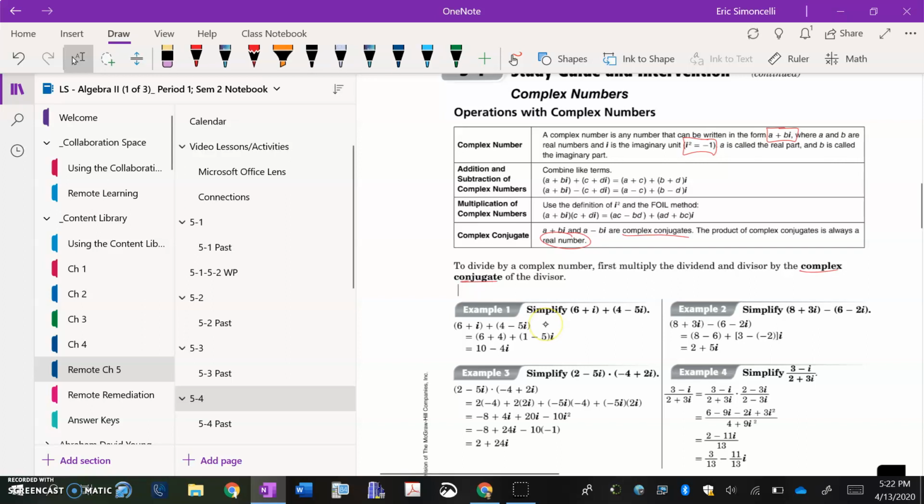Example 1, simplify 6 plus i plus 4 minus 5i. The real parts here are 6 and 4, so 6 plus 4. And then the imaginary parts, 1 and the minus 5i, which can be combined as 1 minus 5. So your final answer ends up being 6 plus 4, which is 10, and then 1 minus 5, which is -4, such that your overall complex number in standard form, a plus bi form, where a is 10 and b is -4, looks just like this.